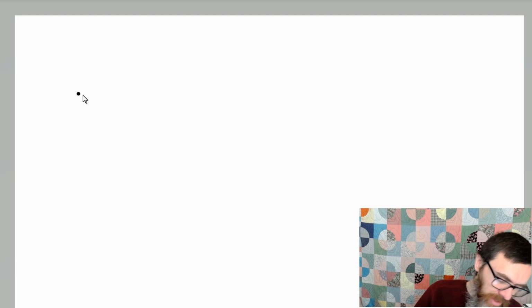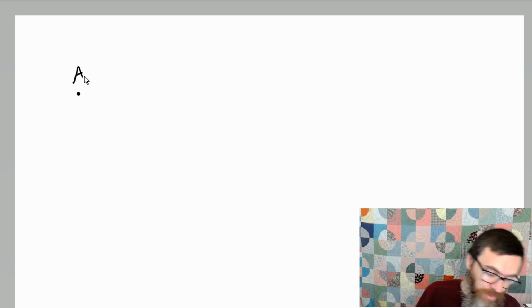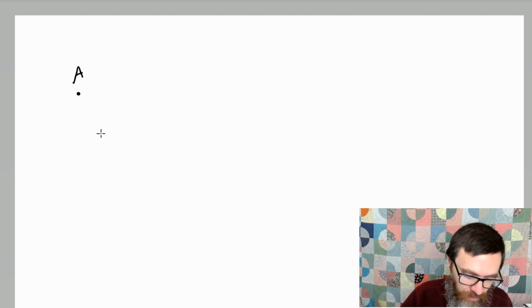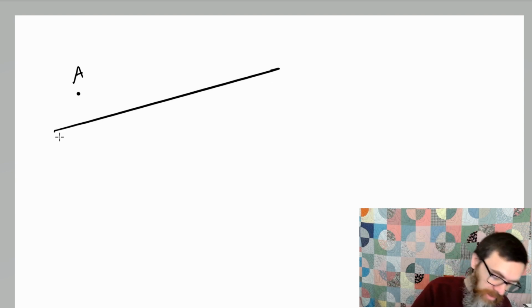So first of all, in geometry, sometimes we want to talk about what just a point is. Now understand that a point like this, point A, all it is a location. There's no height, there's no length, width, depth, or anything like that. It's just a location.